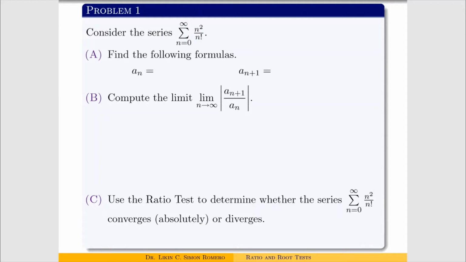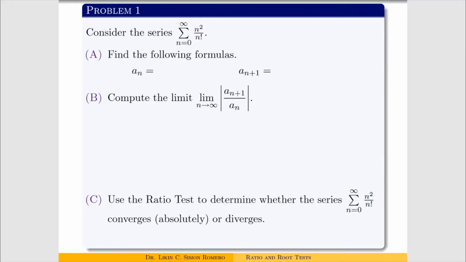Now we will look at a couple of problems where we can use either the ratio test or the root test. For problem 1, we have the sum from n equals 0 to infinity of n squared over n factorial. For this problem, we will use the ratio test. This means we need to find a formula for a of n and a of n plus 1.